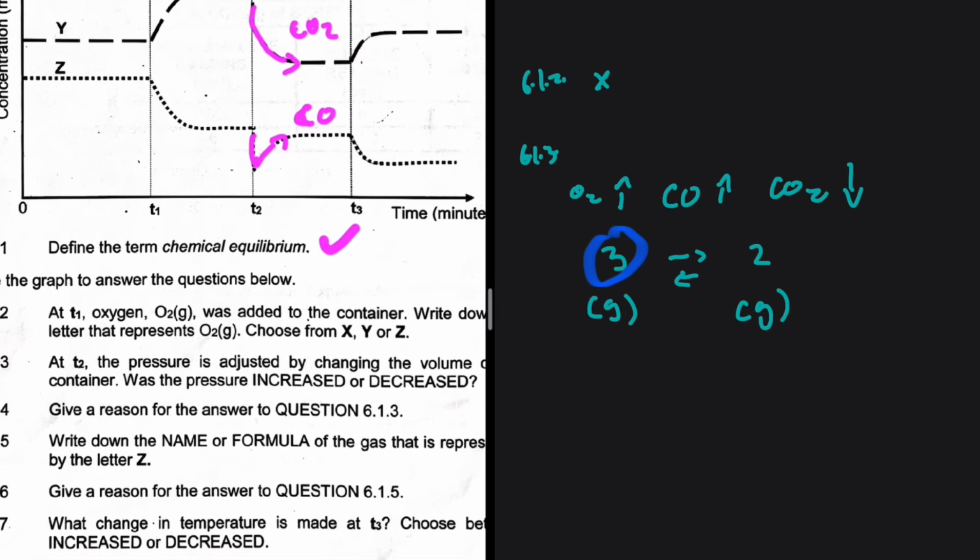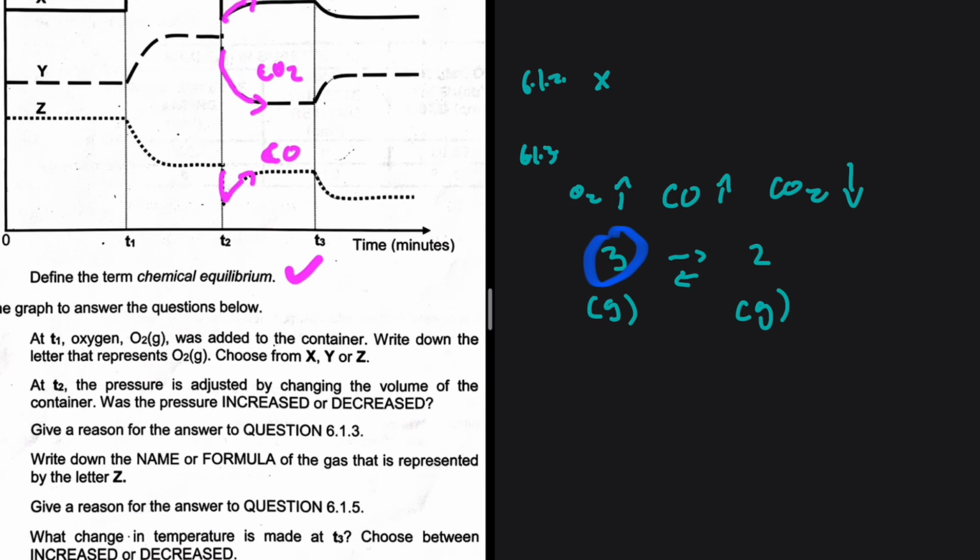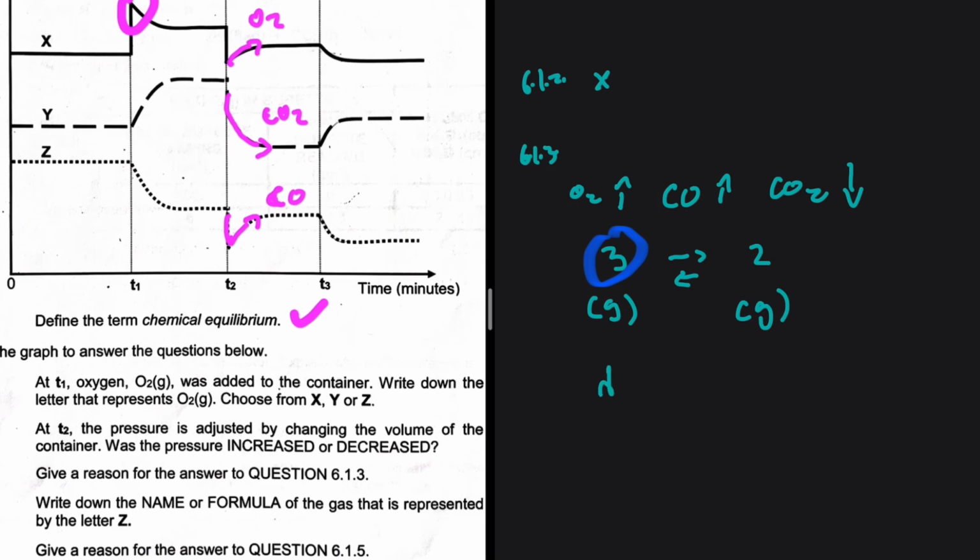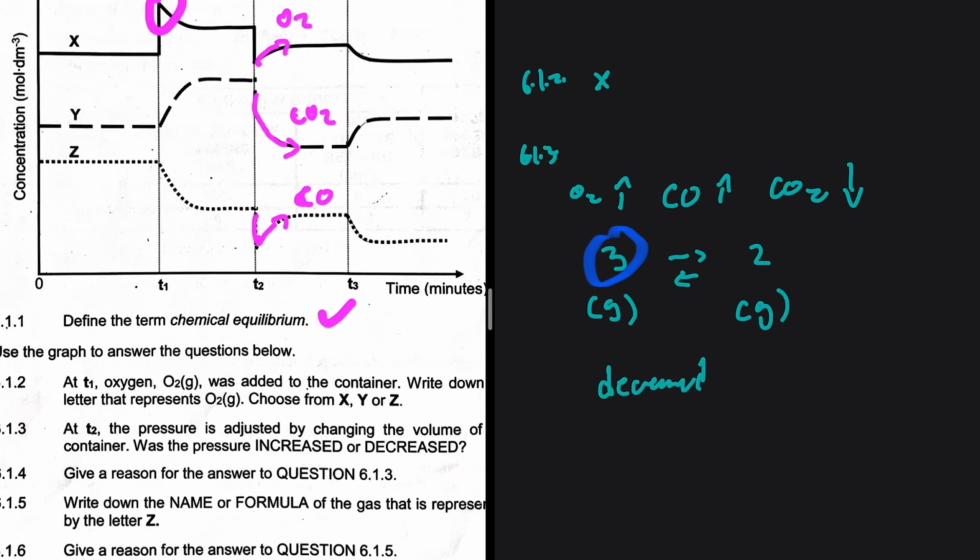So what is our equation again? Was the pressure increased or decreased? The pressure was decreased. 6.1.4. Why are we saying that the pressure was decreased? Reverse reaction was favored. Let me just tell you. Reverse reaction was favored. And then reverse reaction, when it is favored, it leads to more number of moles of gas, hence increasing the pressure.